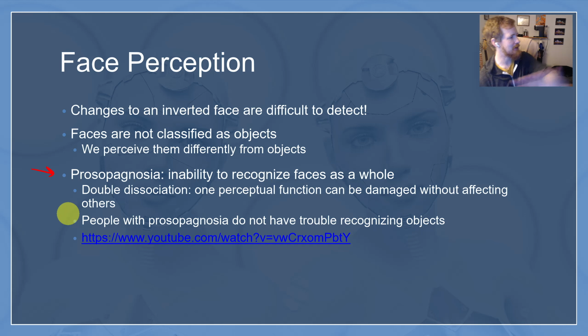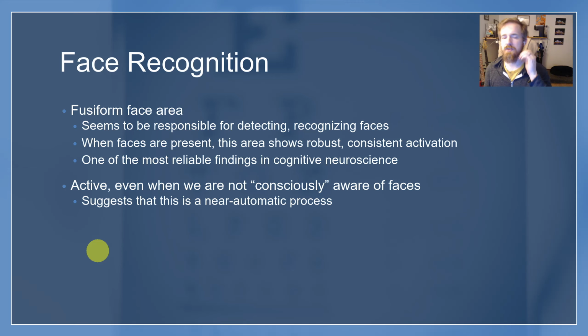The fusiform face area is the area that seems to be responsible for detecting and recognizing faces in the environment around us. Anytime there is a face present in the visual field, you're going to see that fusiform face area light up like a firework in your brain scanner. I'm being a little bit hyperbolic, but it is a very, very reliable finding in cognitive neuroscience.